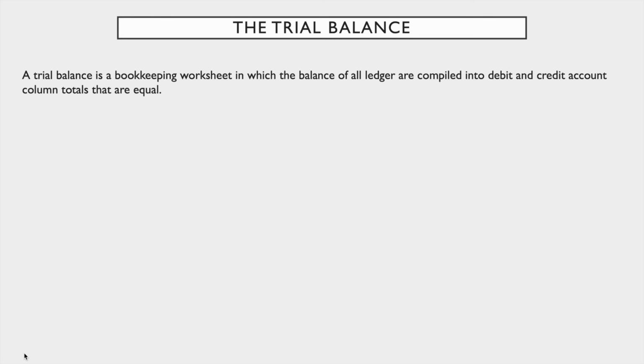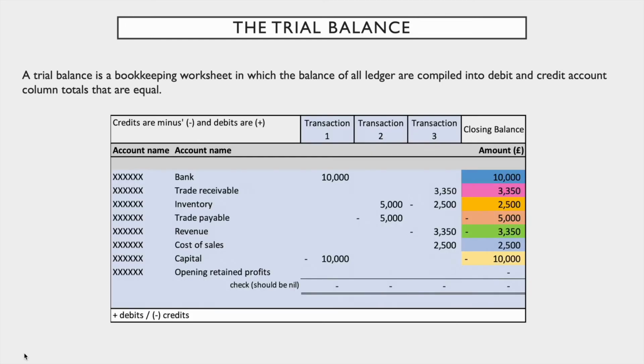But just for now, a trial balance is a bookkeeping worksheet in which all the balances of all the ledger accounts are compiled into debits and credits. So that's effectively what the trial balance is. An extract of the trial balance is here. You will recall in the previous video we had transaction 1, transaction 2 and transaction 3, and those various debits and credits have been reflected here. Just to be aware, typically a credit will be represented by a minus figure. So you can see here that all of our debits and credits are summing to nil for every transaction.